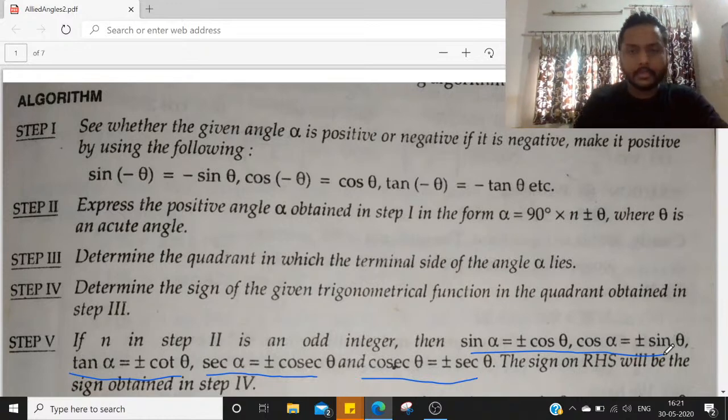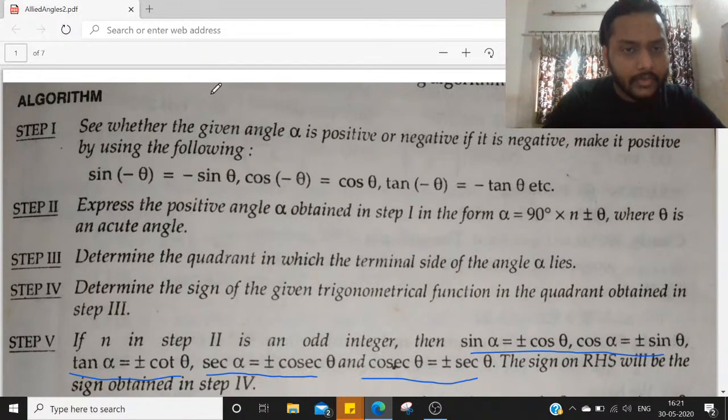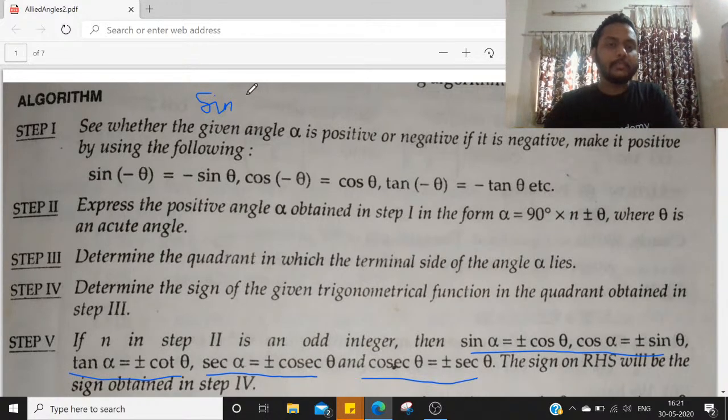Ek aur question ki baat karte hain. So, the question that I have been given is this. Guys, are you there? We just want to have a discussion now. Please tell me, are you there or not? Everyone out there, guys, please tell me, are you there or not? So, guys, what we have been given is this sine. Let's take it this way.